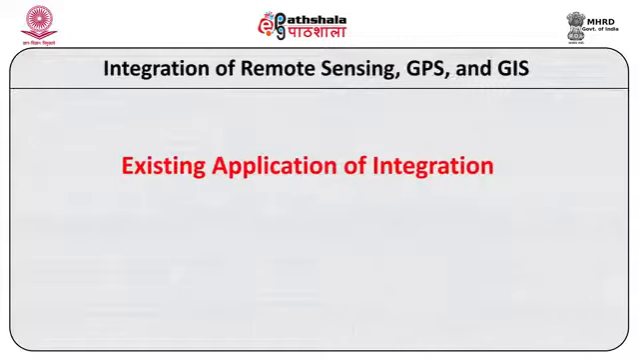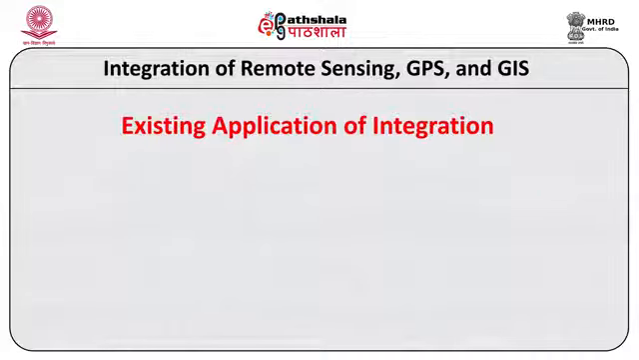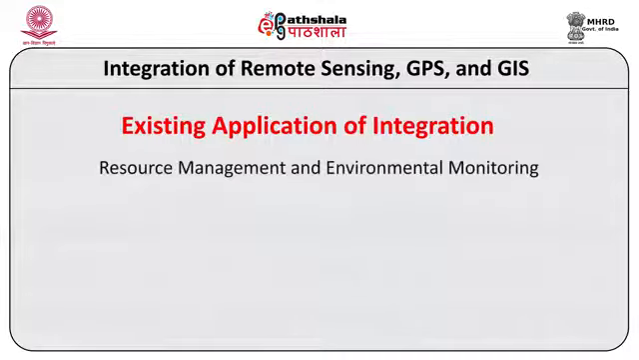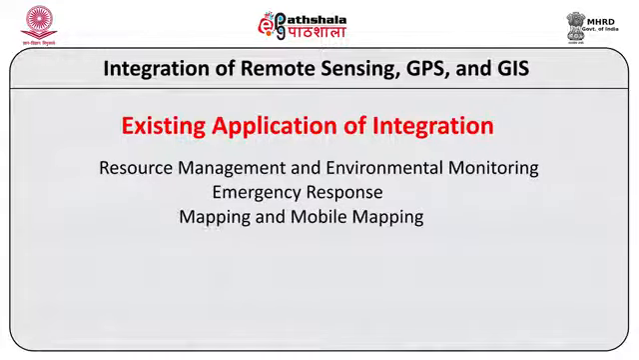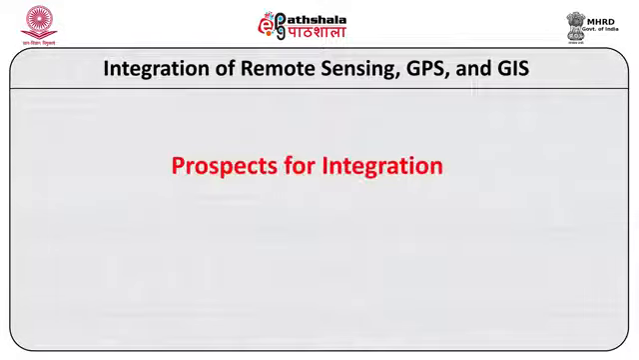Now I would like to explain the existing applications of integration. The value of integration of remote sensing, GPS and GIS lies in those applications that require georeferenced data instantly. These applications include resource management and environmental monitoring, emergency response and mobile mapping. I would like to explain one more thing, that is prospects for integration.